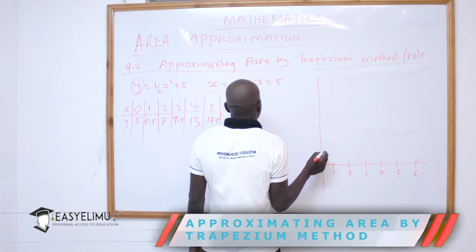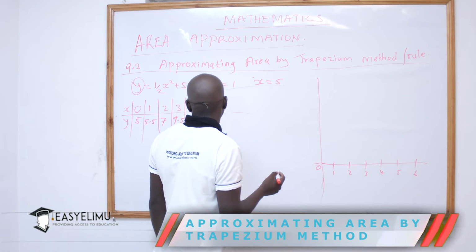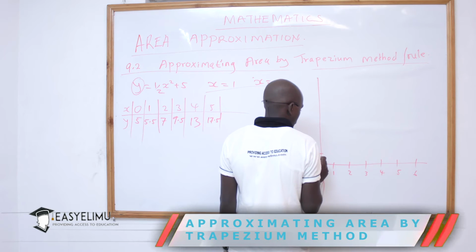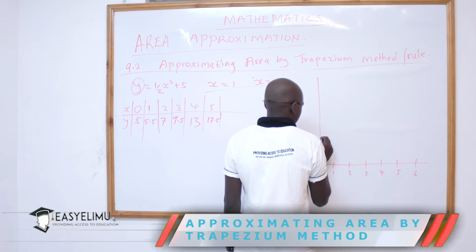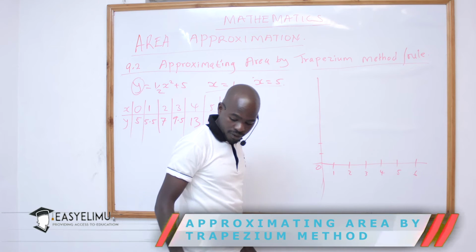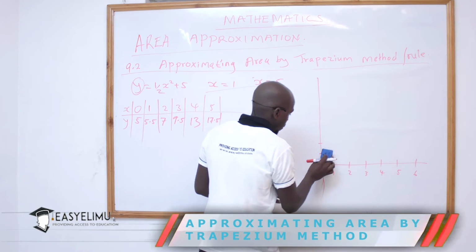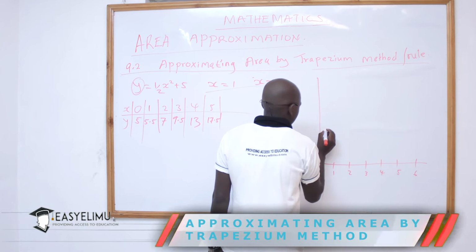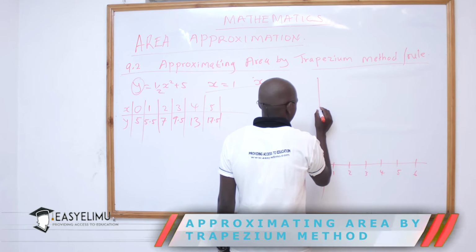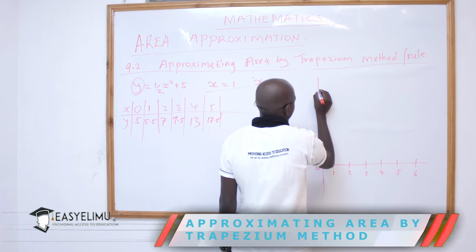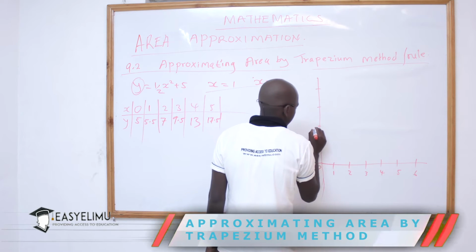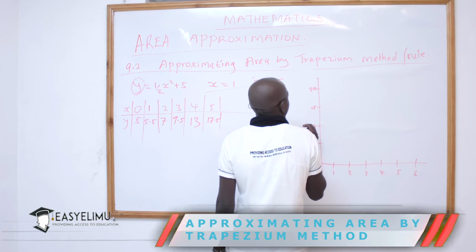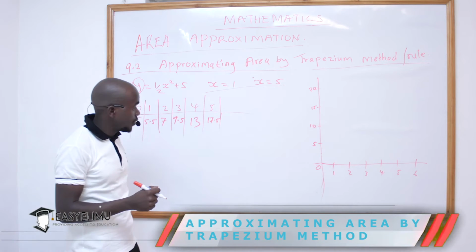Then the other part, we can take it to be 5, 10. It's up to 17, so 5, 10, 15, then 25, and 15, 20. We can estimate using that.